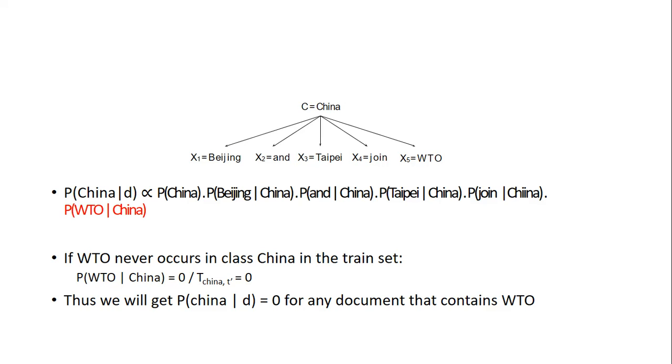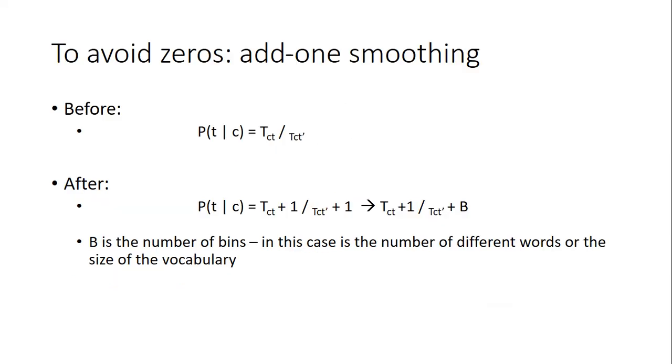Now all these words exist in the class of China except WTO. If WTO never occurred in the class China in the training set, then the probability would be 0. Thus we cannot assign this document to the class China. To avoid this issue, which is called the problem of zeros, we do add 1 smoothing, where we add 1 to both the numerator and denominator of the conditional probability.